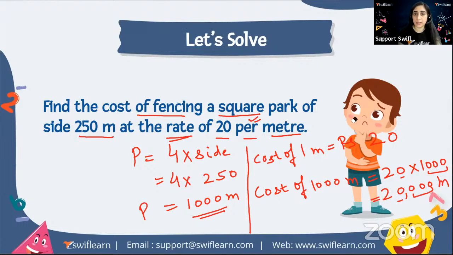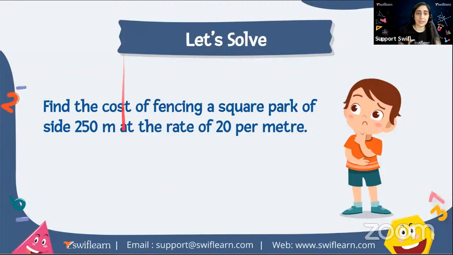We are calculating the cost, so the unit will be rupees only. So rupees 20,000 I have to pay for the total of 1000 meter. Clear? Right? So till now, when we needed to calculate the perimeter, we calculated in meters, and when we need to calculate the cost, it is calculated in rupees. So the answer will be left in rupees. So rupees 20,000 is the amount that I need to pay to the fencer.